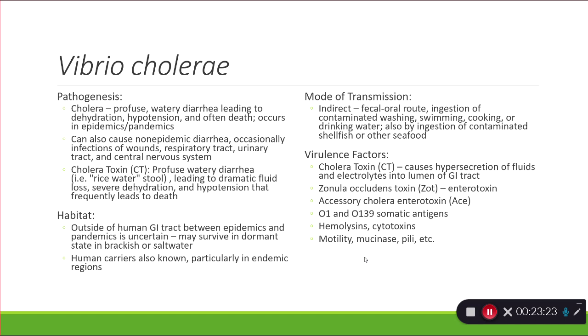We find this one outside of the human GI tract between epidemics and pandemics. It may survive in dormant state in brackish or salt water. Human carriers are also known, particularly in the endemic regions. The mode of transmission is fecal oral, so ingestion of contaminated washing, swimming, or cooking water or drinking it. Also by the ingestion of contaminated shellfish or seafood. It does have that cholera toxin, which causes hypersecretion of fluids and electrolytes into the lumen of the GI tract. There's also Zonula occludens toxin, or ZOT, which is an enterotoxin. It has ACE, which is another enterotoxin. It has some other cytotoxins, and it causes a lot of issues in those intestines.